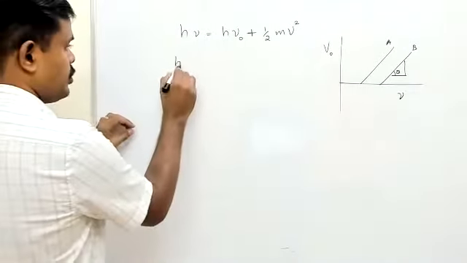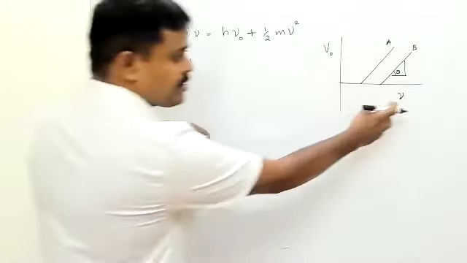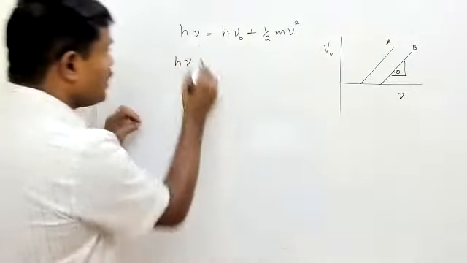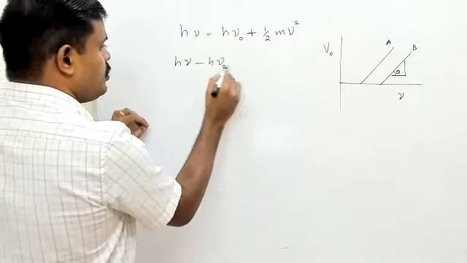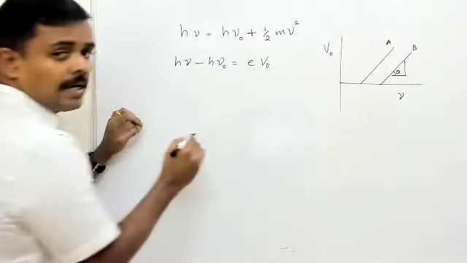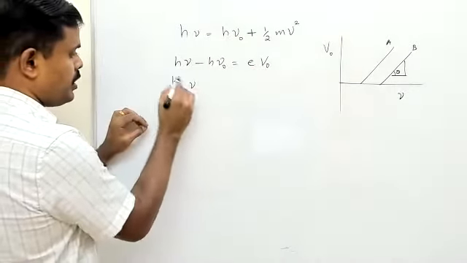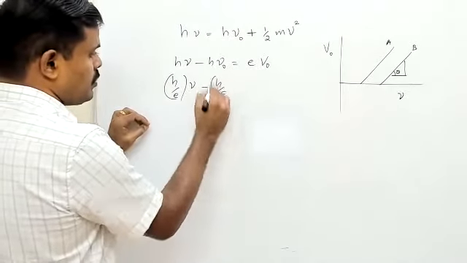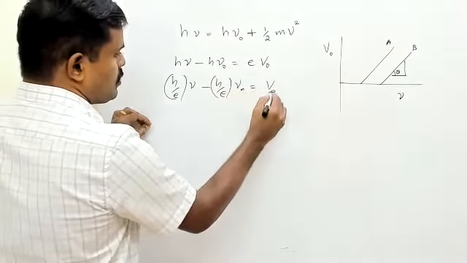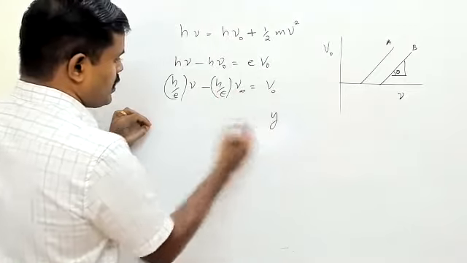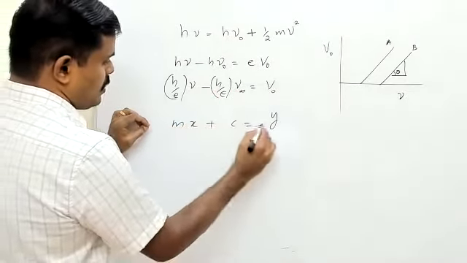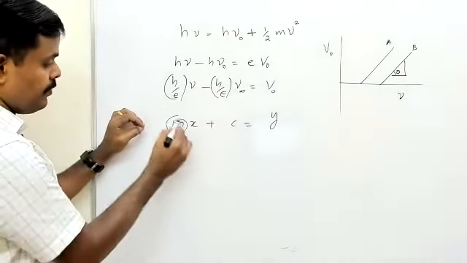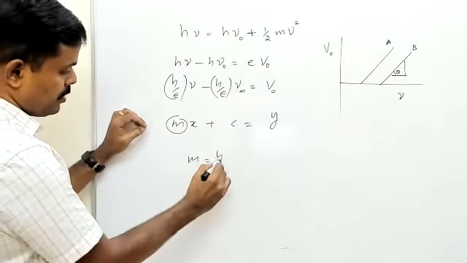I can write this as h nu. So I've changed this 1 by lambda to nu. So what do we get? h nu minus h nu 0 is equal to eV0. I divide by e: h by e into nu minus h by e into nu 0 is equal to V0. That also looks like y is equal to mx plus c. So in place of m, we have h by e. m is equal to h by e.